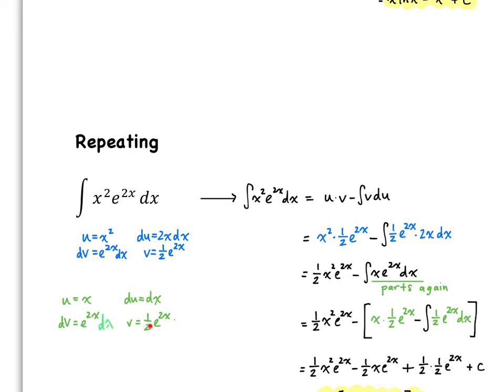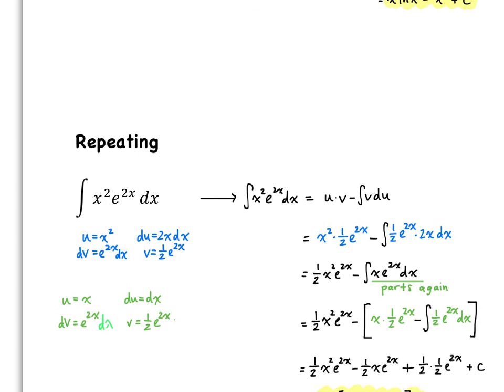Then v is going to be 1/2 e to the 2x. And now we can use parts again over here. So we just rewrite that first part, 1/2 x squared e to the 2x minus this quantity because we're subtracting this integral. Our u is x, v is 1/2 e to the 2x, minus the integral of v du.